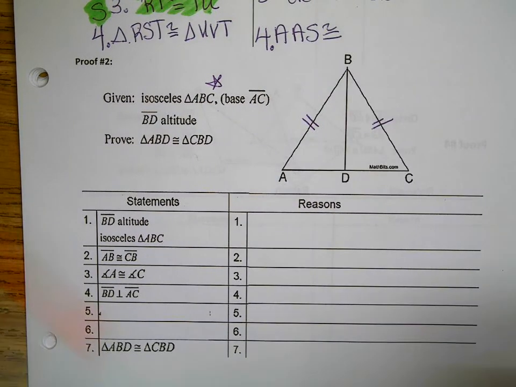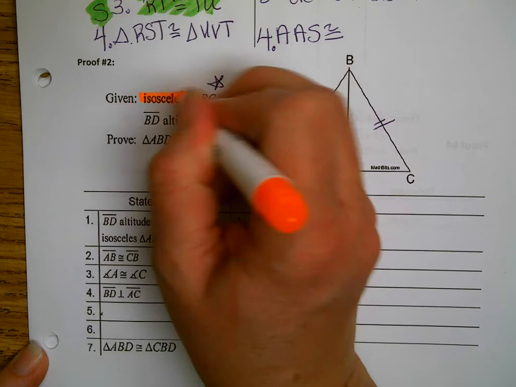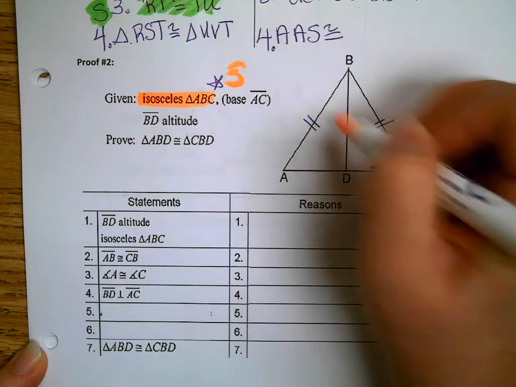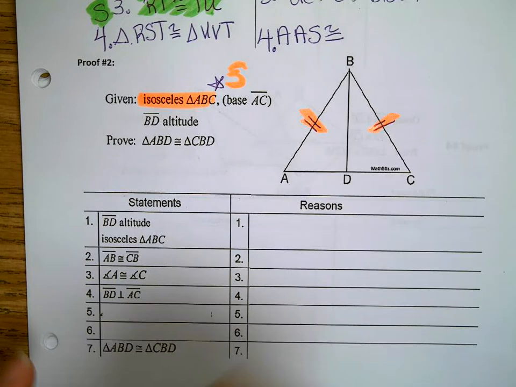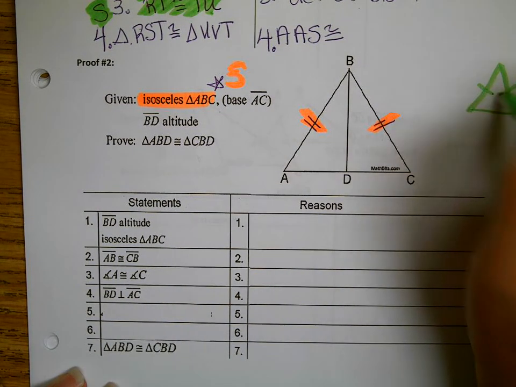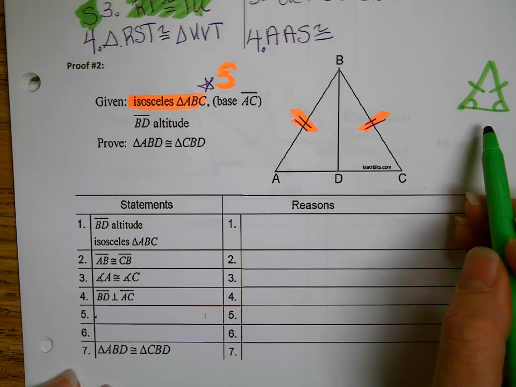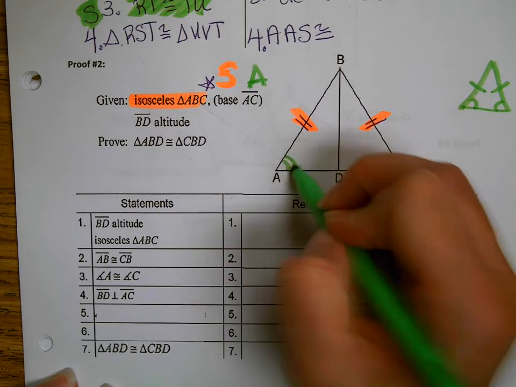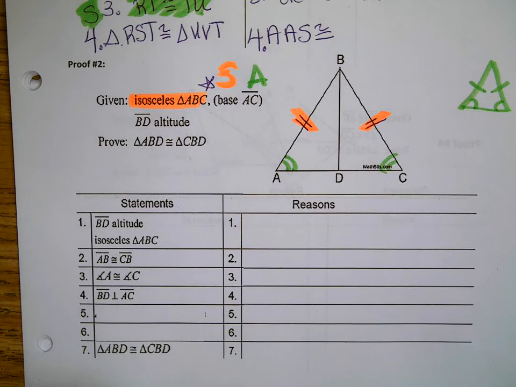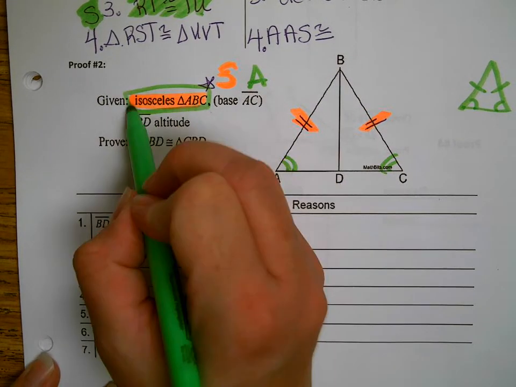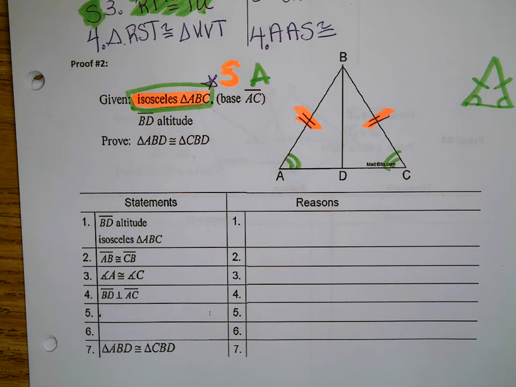So that isosceles triangle piece gives us a set of sides, AB and BC. And we remember that if we have 2 equal sides, we also have 2 equal base angles. So we're also going to gain a set of angles here, angle A and angle C. So that isosceles triangle piece did give us 2 parts in our picture.